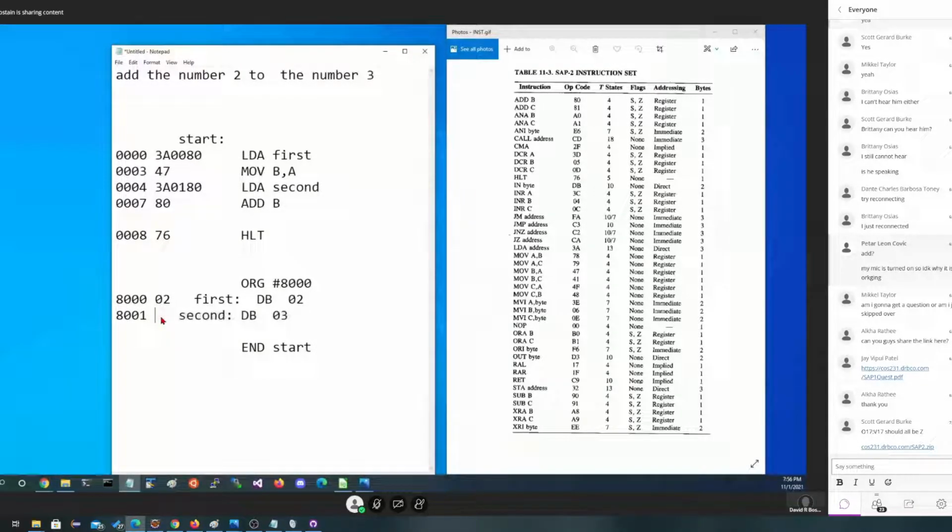I don't know what I'm doing there. I'm just hitting keys like crazy. So this is what the machine would see. The machine is going to see its zeros, 3A0080, 47, 3A018.